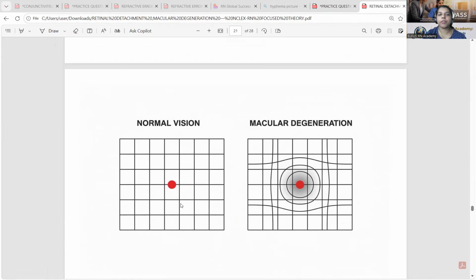If the client is able to see the straight lines clearly, even while focusing on the central point, the client has normal vision. But if the client is focusing on the central dot and the lines appear in a wavy pattern, there can be vision impairment from macular degeneration, because he has a problem with the central vision. This is the Amsler grid test, which is used for macular degeneration.